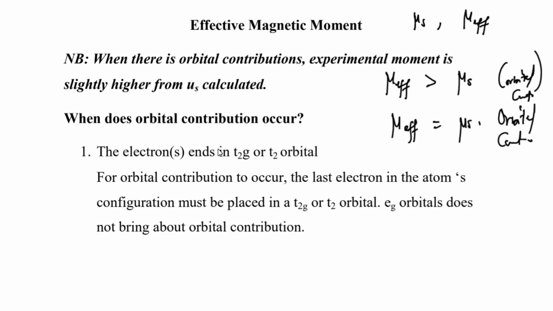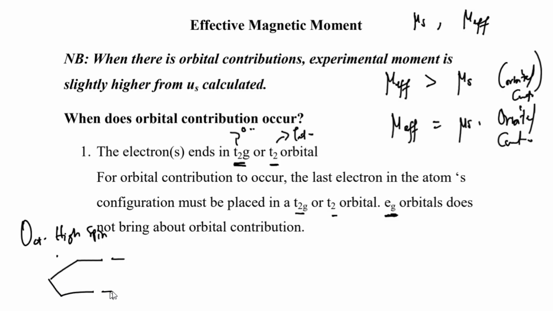There's orbital contribution when the electrons end in T2G in octahedral, or when it ends in T2 in tetrahedral. For orbital contribution to occur, the last electron in the atom's configuration must be placed in T2G. When the electron is in EG, it does not bring about orbital contribution. So let's say octahedral high spin, we have it to be this: 3 here, which is T2G, and this is EG.